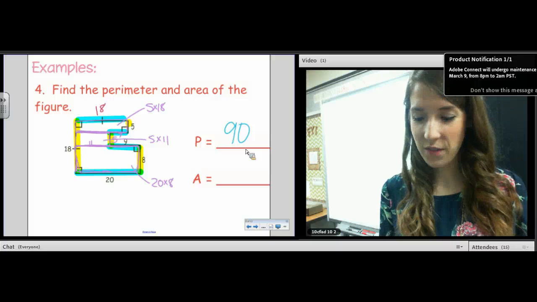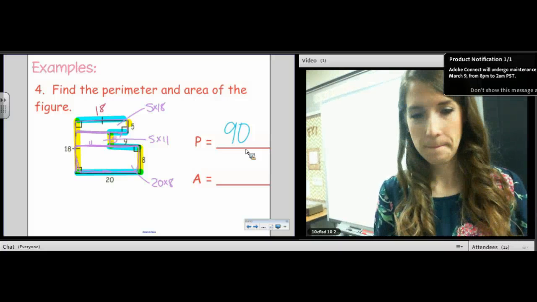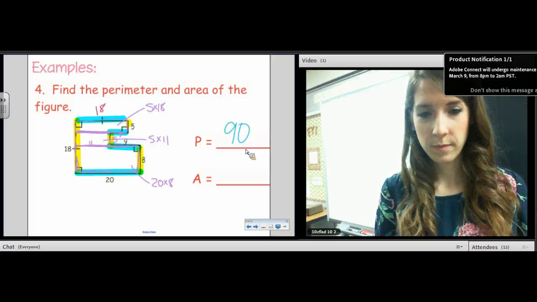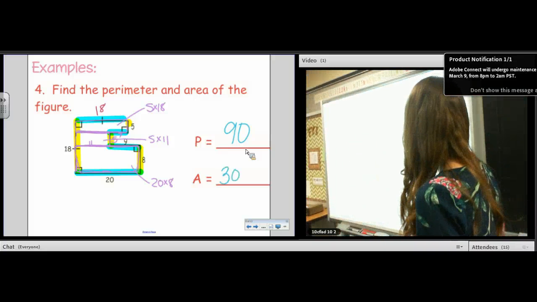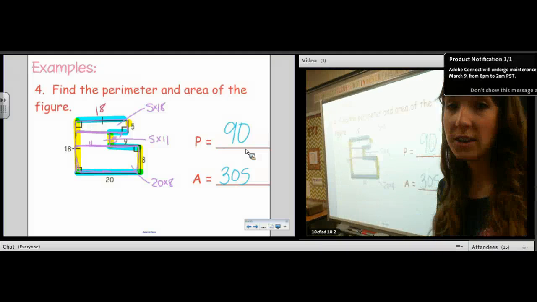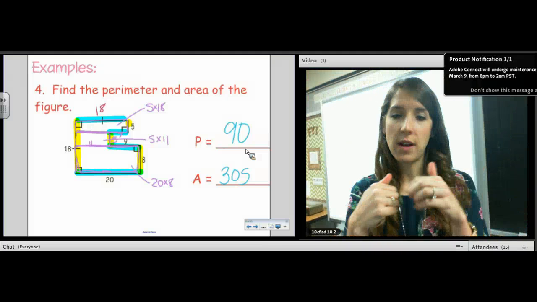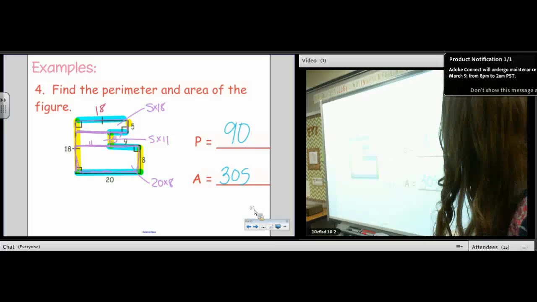What do y'all get? What'd you get for the area? Yay! 305 units squared. You don't have to put units squared. If I don't give you units, you don't have to give me units back. Okay, let's move on.